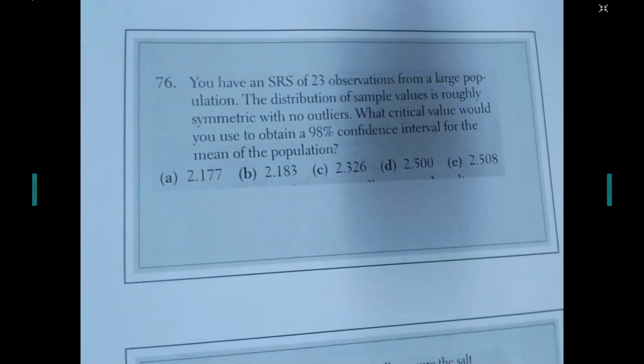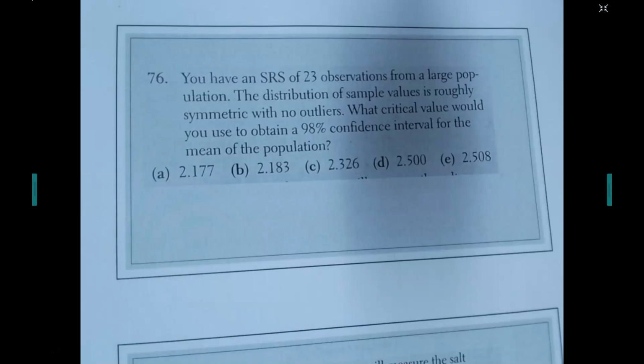All right, you have a simple random sample of 23 observations from a large population. The distribution of sample values is roughly symmetric with no outliers. What critical value would you use to obtain a 98% confidence interval for the mean of the population?